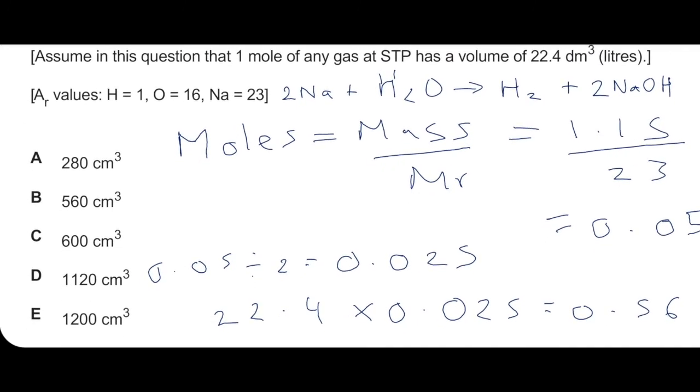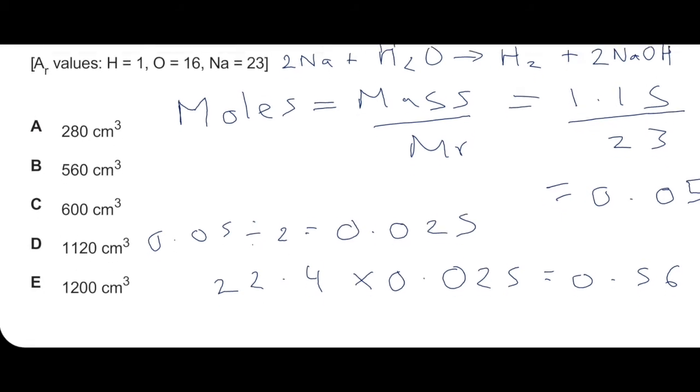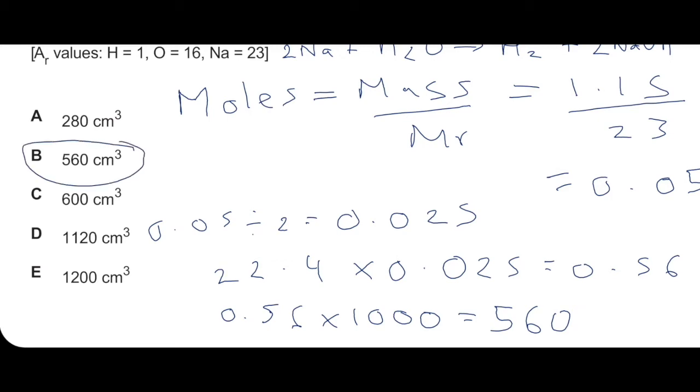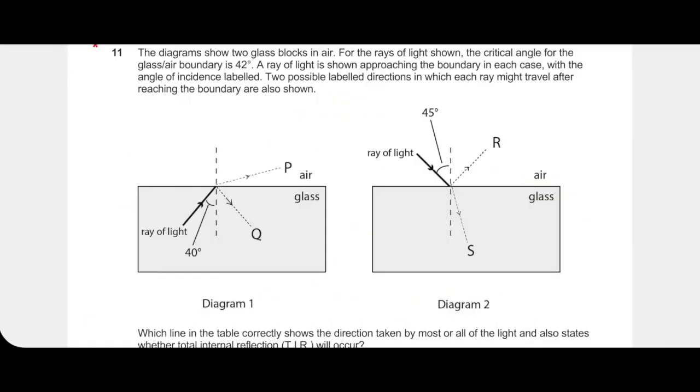And we want it in centimeters cubed. And here's a neat conversion that you should remember. 1 decimeter cubed is equal to 1,000 centimeters cubed. So if we times 0.56 by 1,000, that is equal to 560, therefore the answer to this question is B. And that is question number 10 completed.